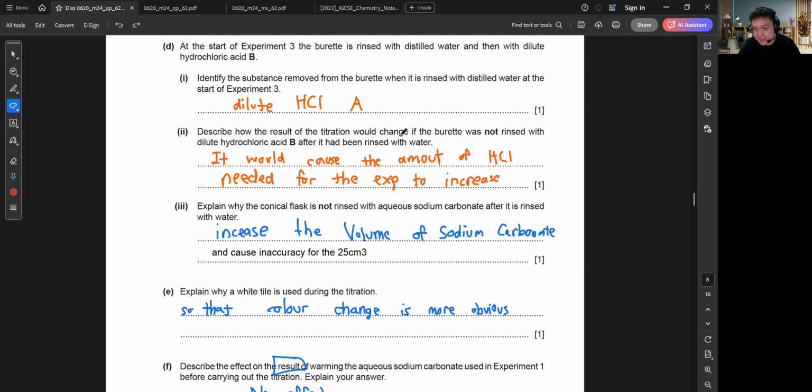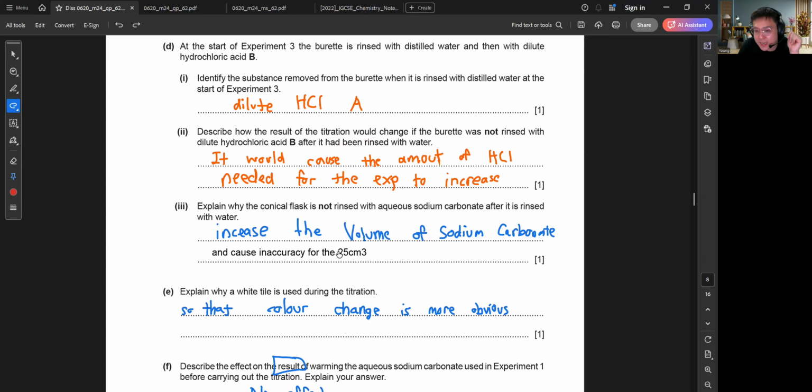All right. Don't just write the answer before reading the question carefully. So it had not been rinsed with water. What I understood was if we just flush out all the hydrochloric acid A and then we don't rinse with water, we just pour in the hydrochloric acid B. Anyway, that's a misunderstanding. Let's just move on to the next question.